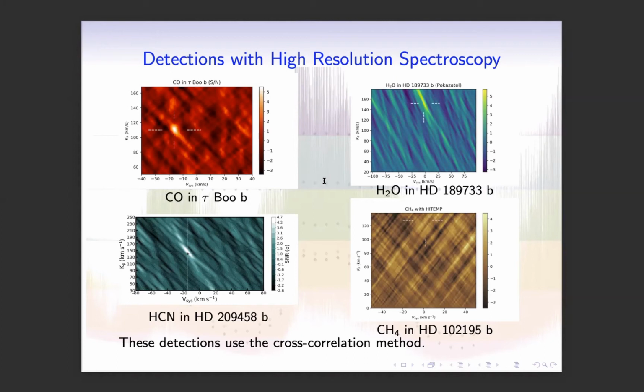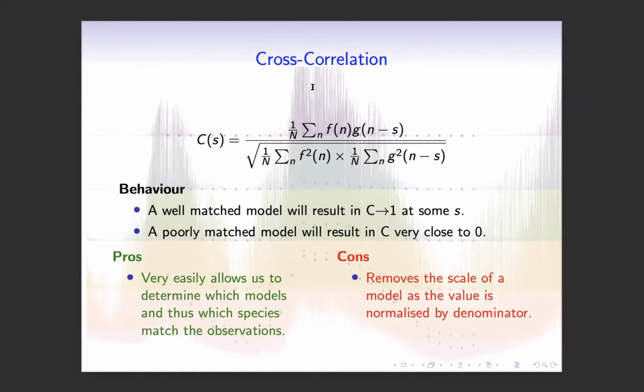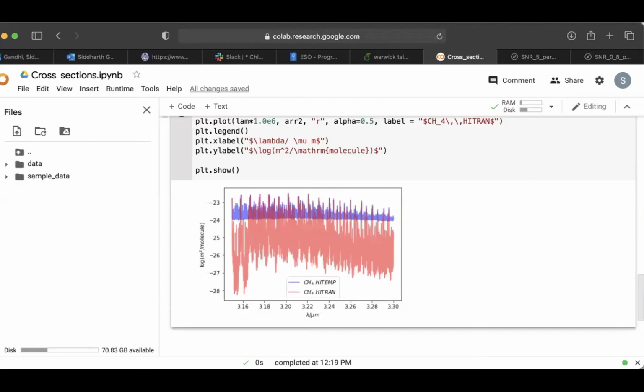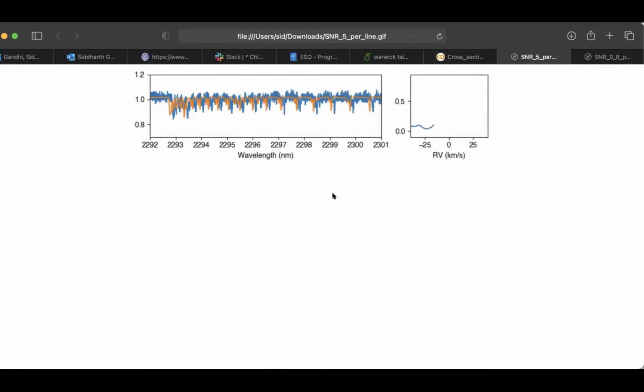So cross-correlation, which is a technique that we use to detect these species, is something that looks a bit like this. Now I can demonstrate what cross-correlation is effectively doing through this little GIF here. So in blue, you have your data. In this case, your signal is about five times bigger than your noise. And then your orange model, which is the spectrum that you're trying to correlate with, you just pass that along, and where it matches, where all the lines line up, you get a very strong peak out. Now this is very simplistic.